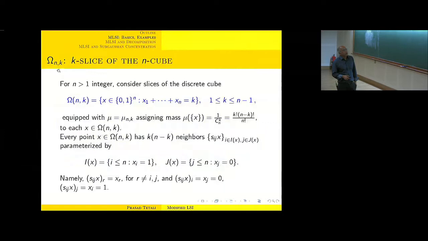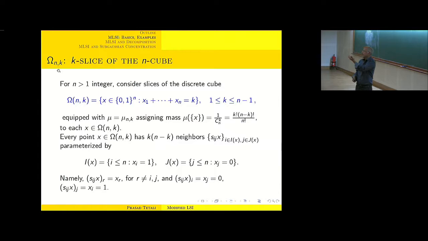So here is the first non-trivial example that we worked with, and realized this is of some interest. It's the slice of the discrete cube. On the full cube it's very easy, because the two-point case is easy.